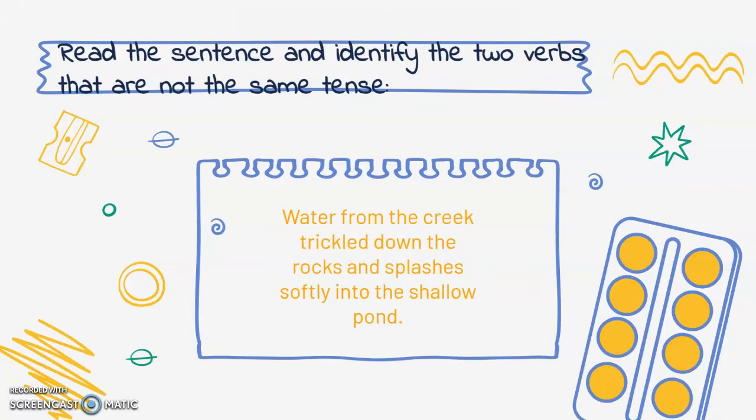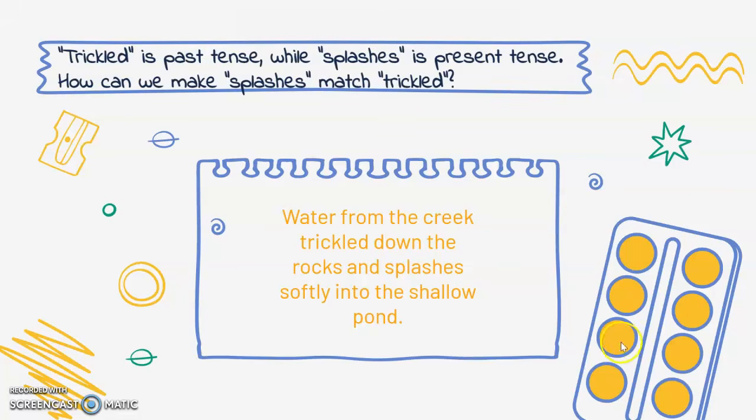Let's try another one. Read the sentence and identify the two verbs that are not the same tense. Water from the creek trickled down the rocks and splashes softly into the shallow pond. Try to see if you can pick out what the two verbs in this sentence are that are not the same tense. You should have chosen the verb trickled, and you should have chosen the verb splashes. But we want to make sure that these two match. Trickled is in past tense, splashes is in present tense. So trickled is our first verb, which is in past tense, so we need to change the verb splashes to past tense.